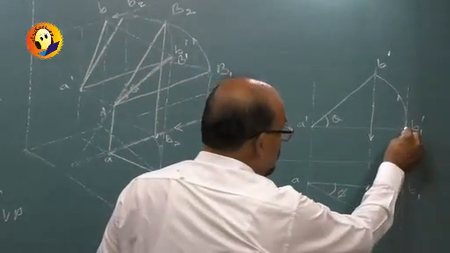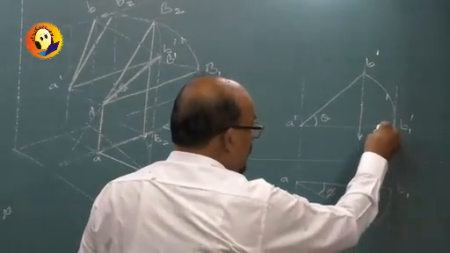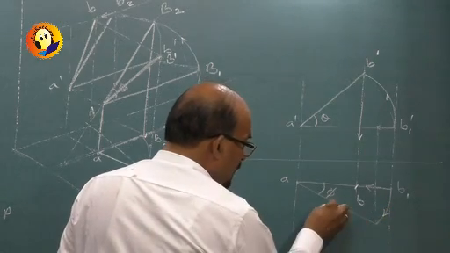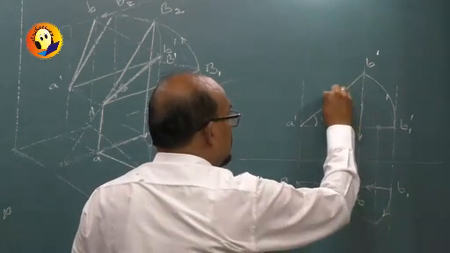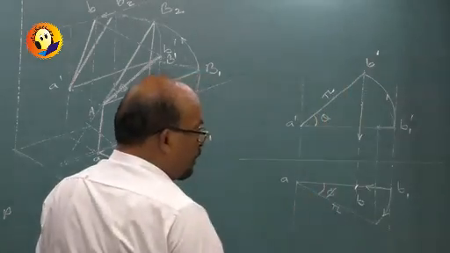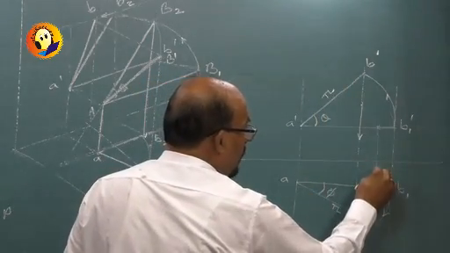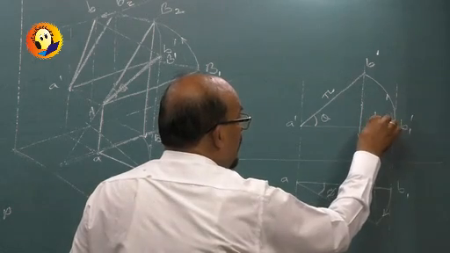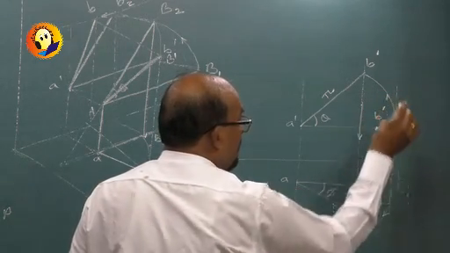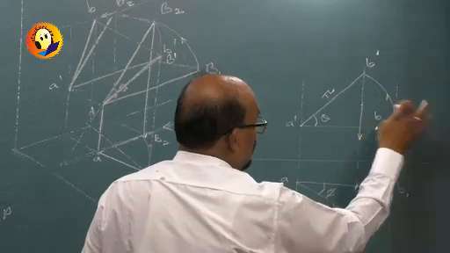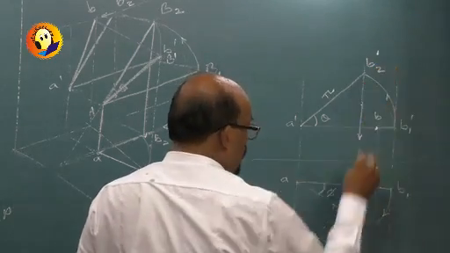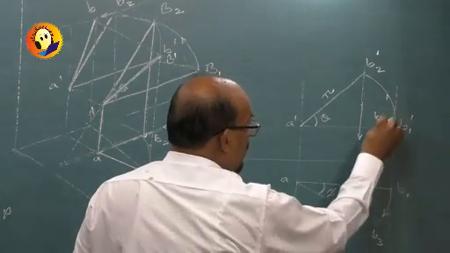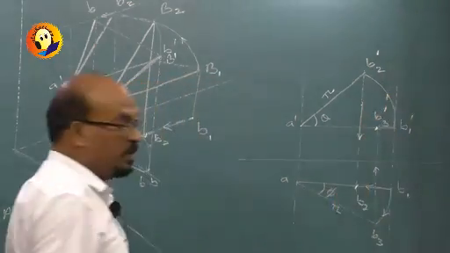Rotation in one view is movement parallel to XY in the other. This point will move. So I have rotated it by phi. This is still the true length. This is the true length right now. And then go up, and I will get B2 dash. Rather, this was B1. This is B2 dash, B2. This will be my B3 and B3 dash.